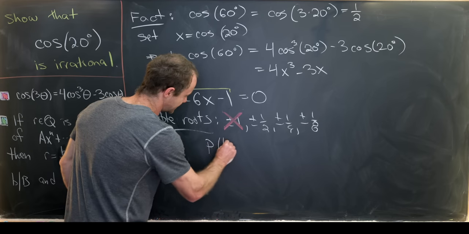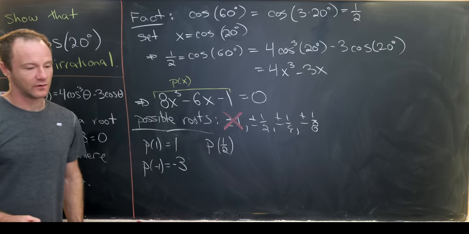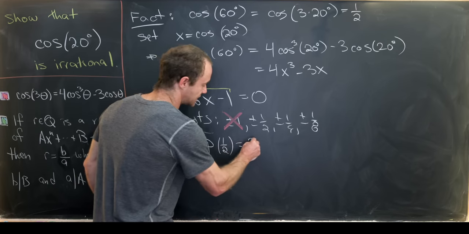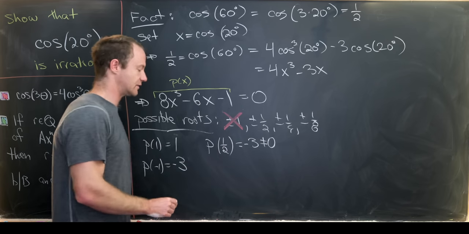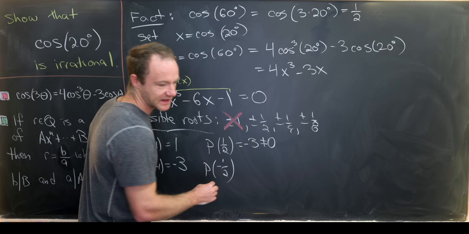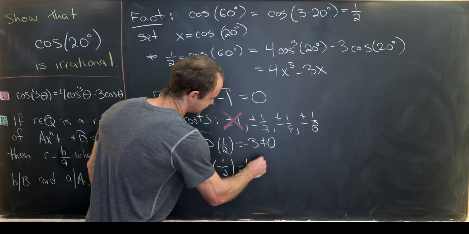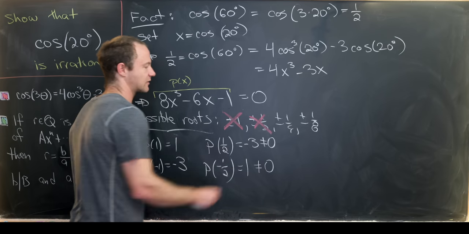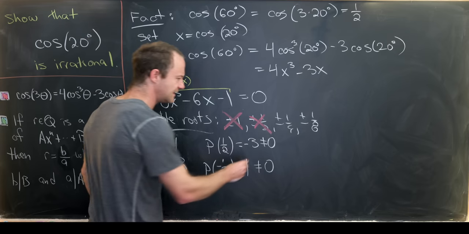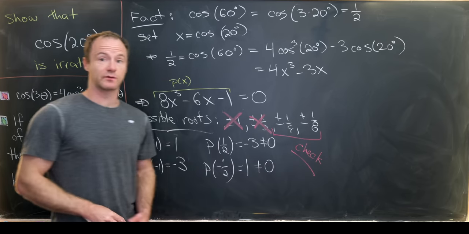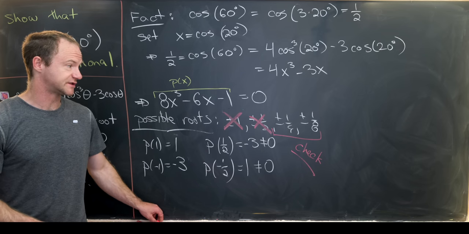And then, well, it's really just a calculation. So P of 1/2, you can calculate this out, and this is actually also negative 3. That's clearly not equal to 0. And then similarly, P of negative 1/2 ends up being the number 1. That's also clearly not equal to 0. That means that plus minus half are also not roots. And then you can check, and I won't do that here because this is just arithmetic, that those are also not roots.